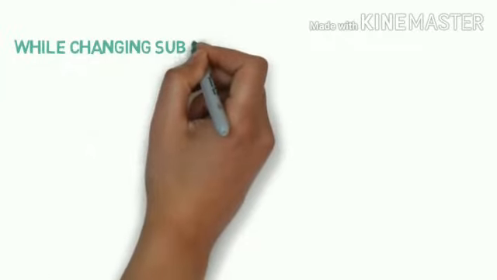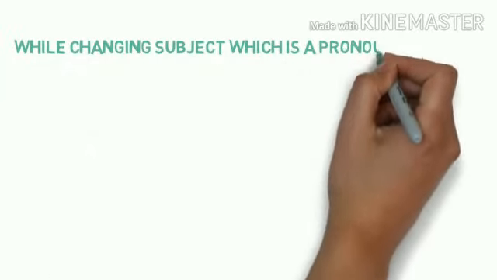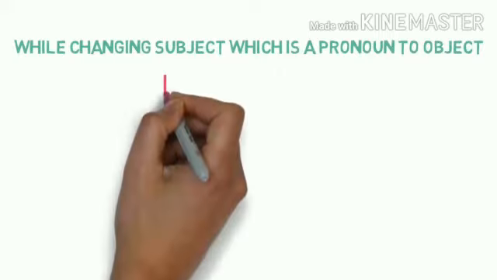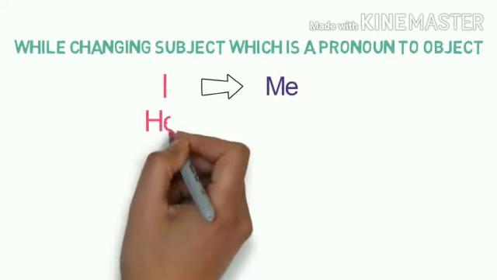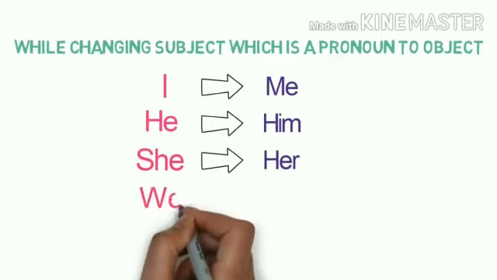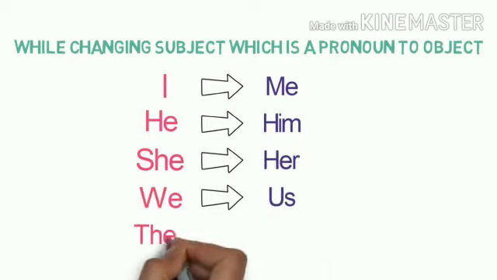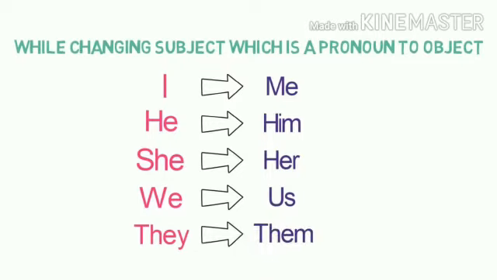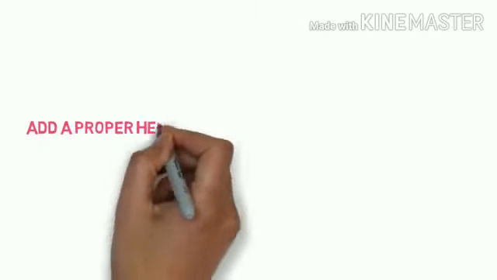There are 2 important things that we need to remember here. Before converting, we should remember 2 important things. Firstly, while replacing the subject with the object, if the subject is a pronoun, the conversion will be like this. I will be me, he will be him, she will be her, we will be us and they will be them. We have to remember this properly.